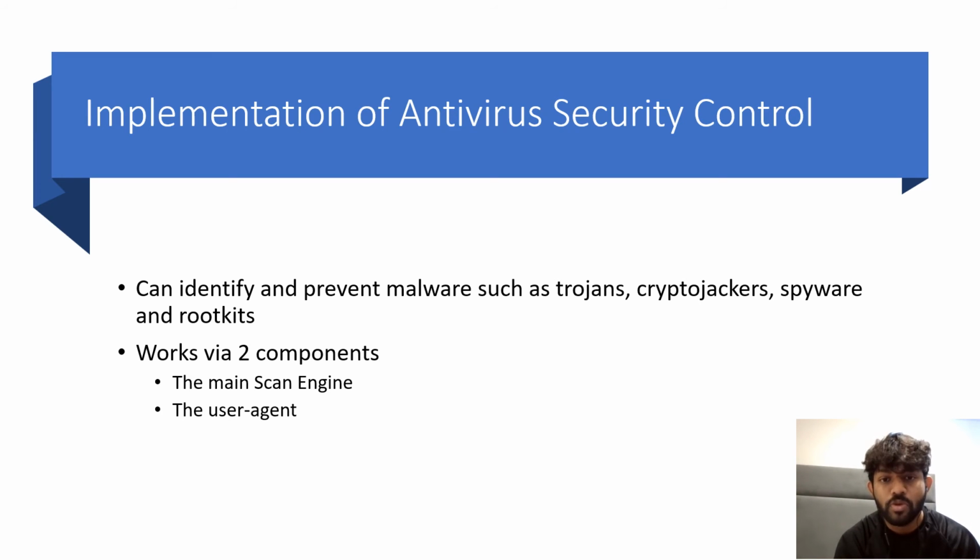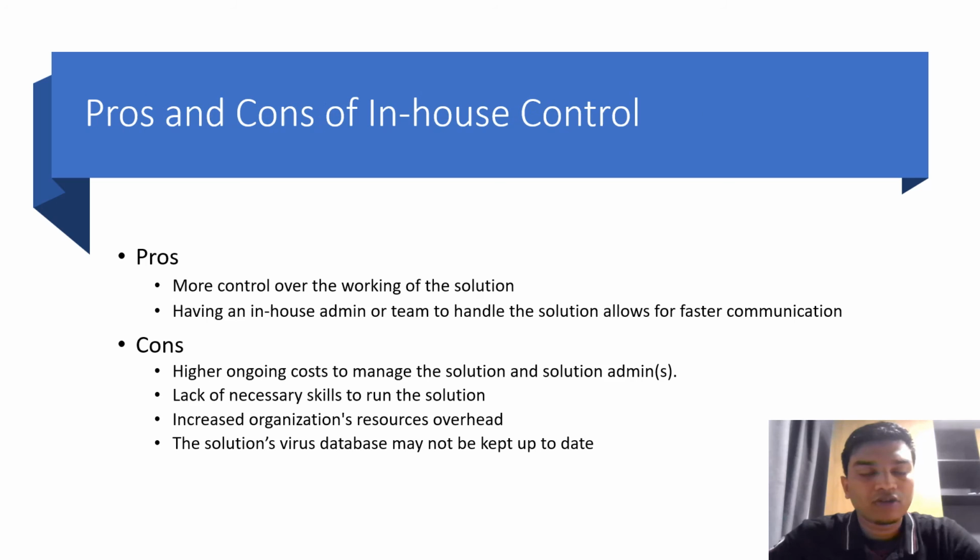Further, let's see some of the pros and cons of implementing this control on-prem. The pro of having an on-premise antivirus solution is that you have more control over the working of the solution since it's installed in the organization's premises, and you also have faster communication with the team or administrator handling the solution. The cons are that you have to hire and manage the team handling it. You have to hire the right team and train the organization's resources, and the virus database has to be kept updated, which is not necessarily easy.